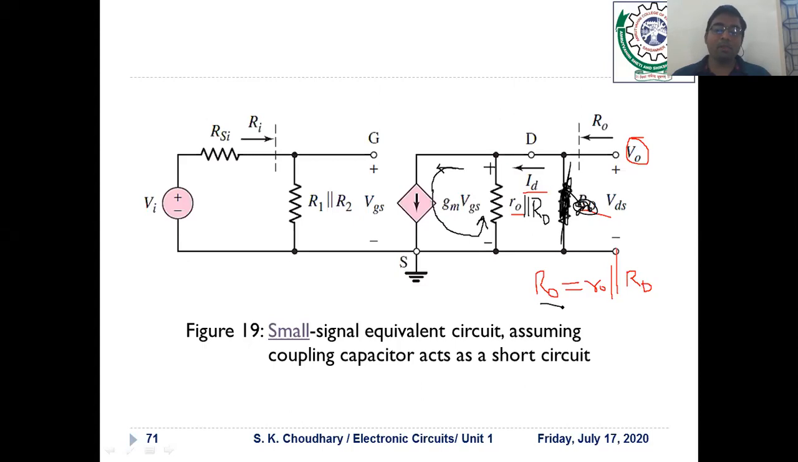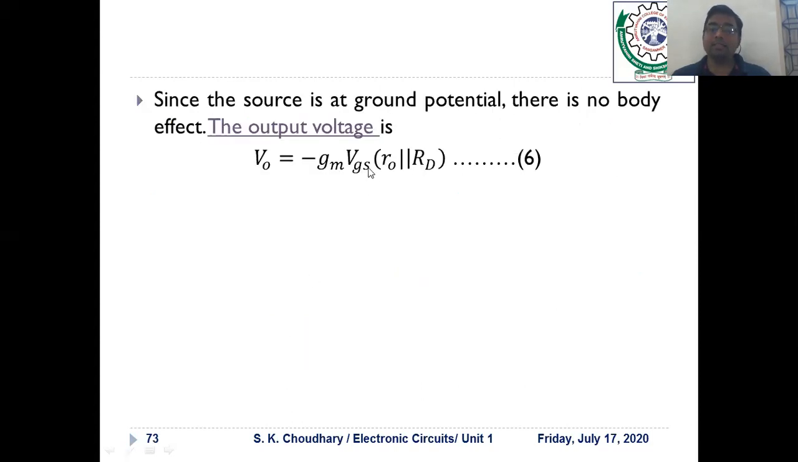So what would be there? V0 is equal to minus ID (r0 parallel RD), and ID is gm VGS, so it would be considered as minus gm VGS (r0 parallel RD). Okay. Now you understand how this equation has been defined from the circuit diagram. Is it clear to all of you?